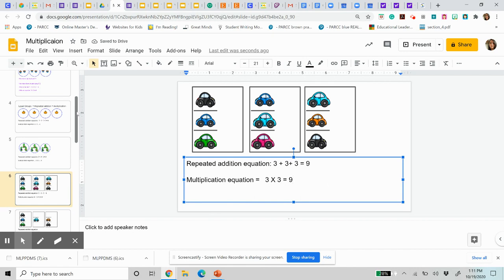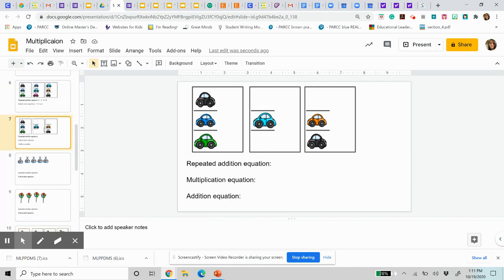Now let's look at another example. Here's the garage again. So I have groups. I have my same garage. I have 1, 2, 3. I have 3 groups. Uh-oh, I noticed something here. There's 3 in this one, there's 1, there's 2. I can't do repeated addition. I don't have the same number in each group.